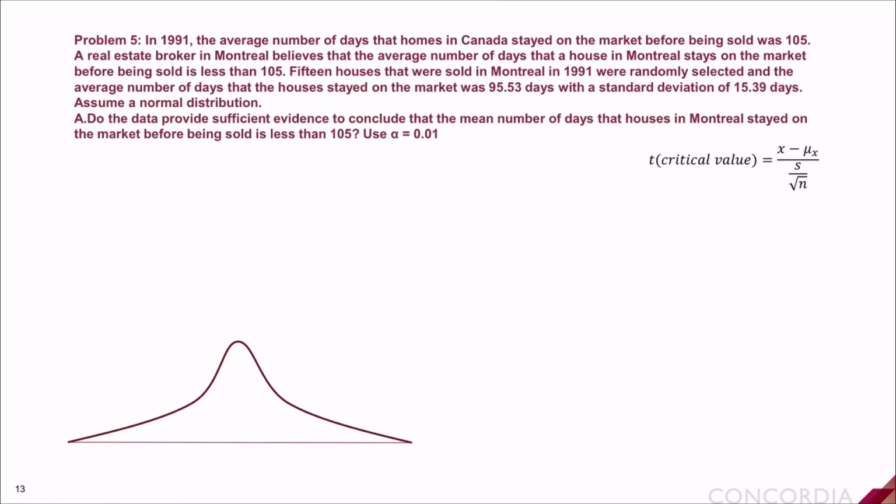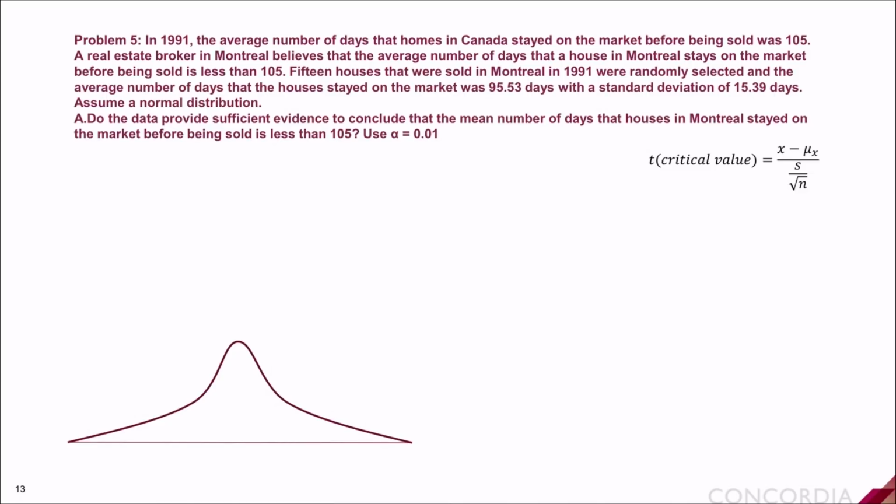Problem 5. In 1991, the average number of days that homes in Canada stayed on the market before being sold was 105. A real estate broker in Montreal believes the average number of days that a house in Montreal stays on the market before being sold is less than 105. 15 houses sold in Montreal in 1991 were randomly selected, and the average number of days that the houses stayed on the market was 95.53 days, with a standard deviation of 15.39 days.